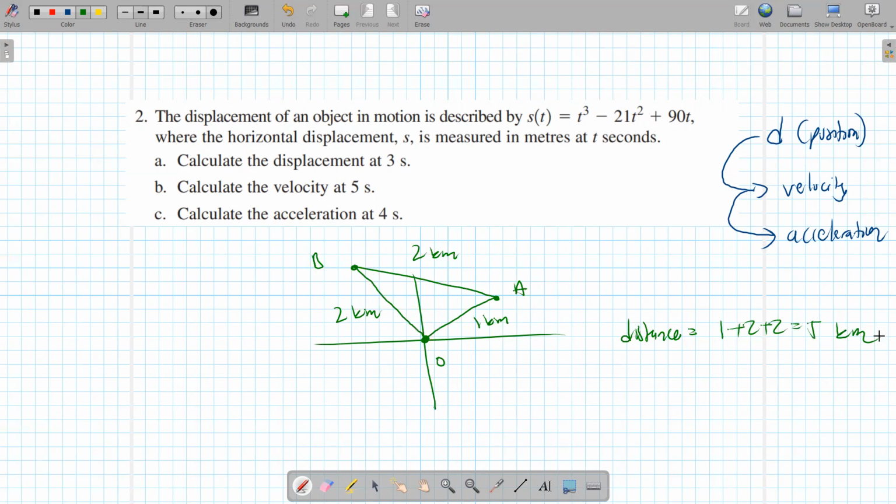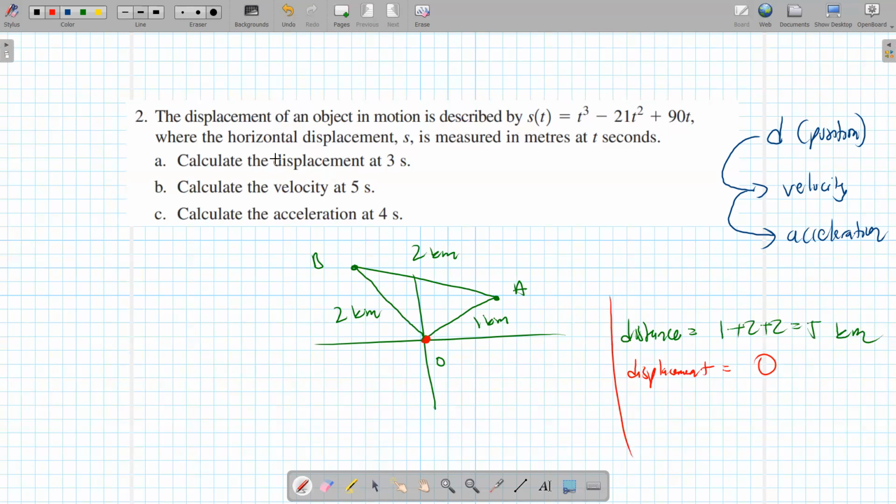But displacement doesn't care about the path. Displacement is the distance from your very first starting point to where you ended up. So we started here and we ended up right back here. Your displacement is what? 0. So that's what displacement is. Displacement only cares about your initial and your final position. It doesn't care about the directions that you took.